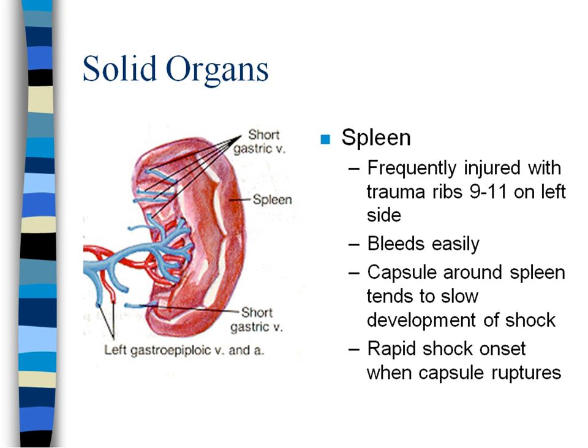This bleeds easily. The capsule around it tends to slow the bleeding. In developing shock, rapid shock onset is when the capsule itself ruptures. So when you start talking about the capsule, think splitting it in half versus it just tearing on the inside.